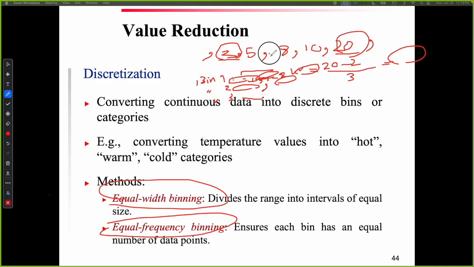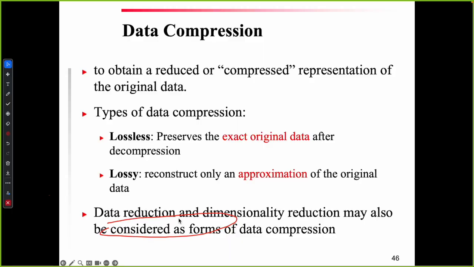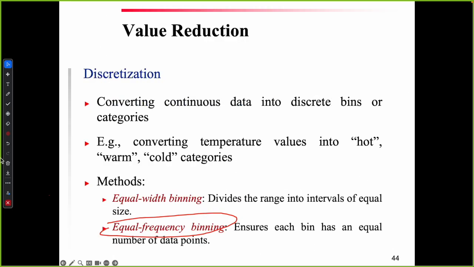So let's say you had another value 6 here, and then you had 6 values, then you had 2 values in the first bin, 2 values in the second bin, and 2 values in the third bin. This is equal frequency binning, or equal depth binning, which ensures each bin has an equal number of data points. We already explained this before. You can also find more examples in the slides of the previous lecture. This was just a recap for reviewing this.